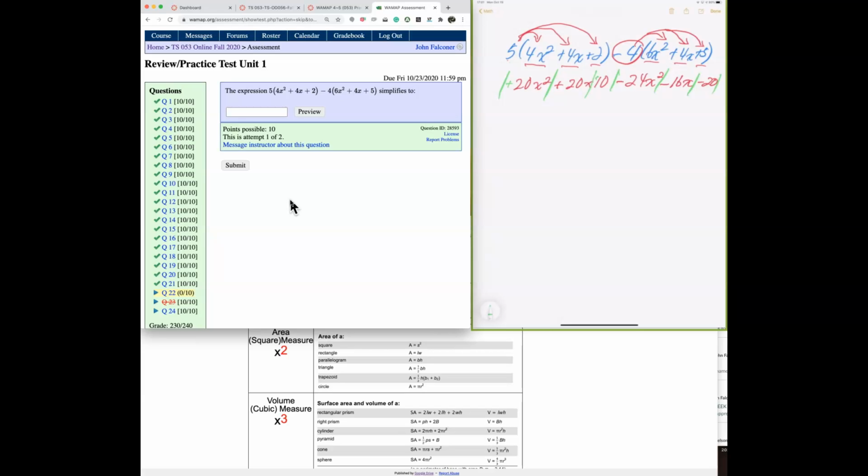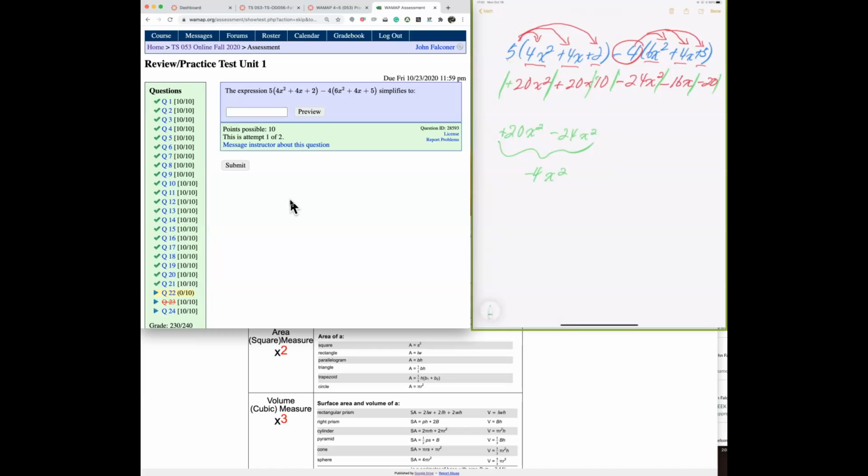So, where's all our x squareds? We only have 2x squared. So, this positive 20x squared, negative 24, we can combine those. So, positive 20x squared minus 24x squared. So 20 minus 24 is going to give us a net loss of negative 4, negative 4x squared.